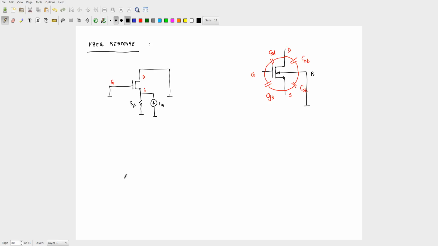The difference, for example, in the common source amplifier, source also was connected to ground, bulk also was connected to ground, so CSB got shorted out. In the common gate amplifier, you will see that some other capacitance gets shorted out because, for example, gate is connected to ground, bulk is connected to ground. So something will get shorted out. We'll see which one that is. We'll put it in here and it will become clear.